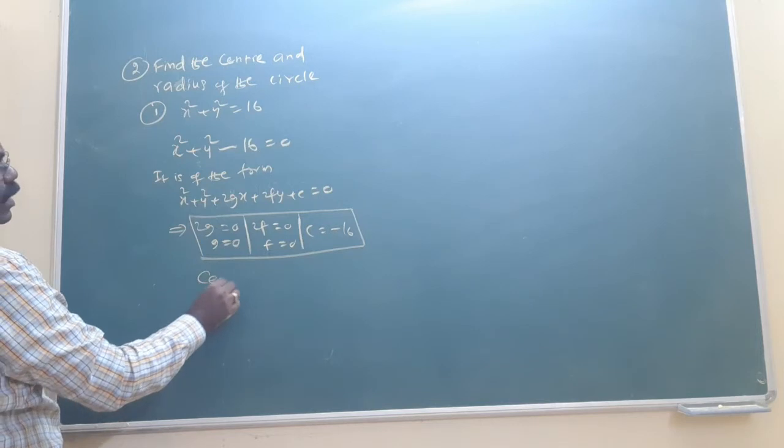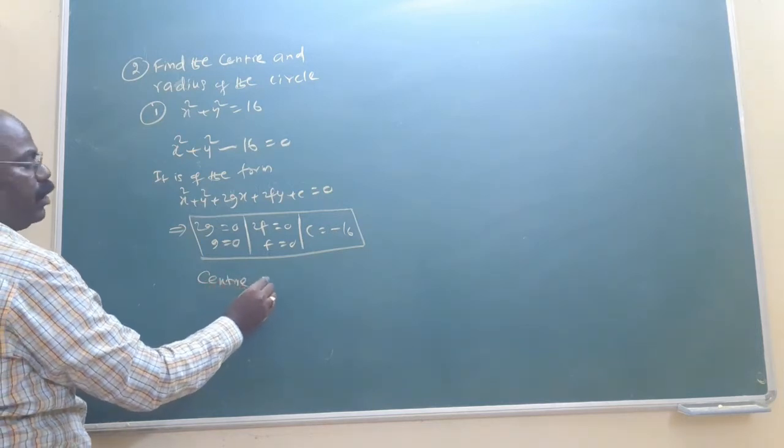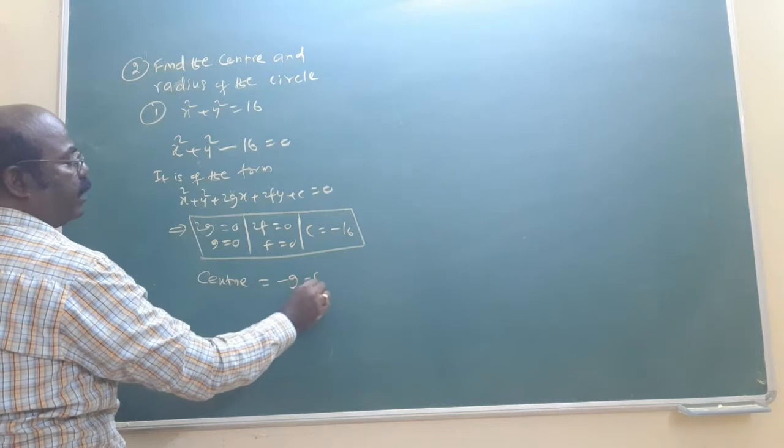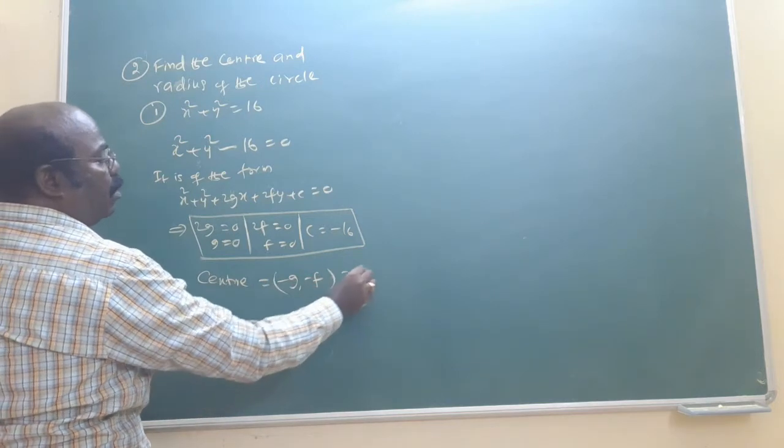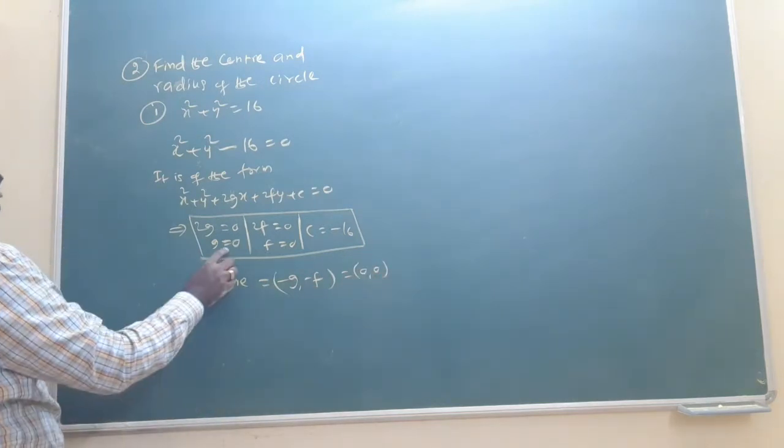Now what is being asked? Center is being asked. Formula for this is minus g comma minus f. What is the answer? 0 comma 0. That's all. g is 0, f is 0.